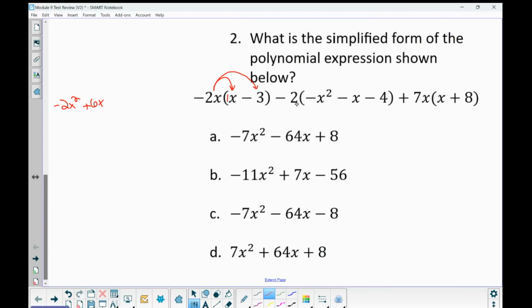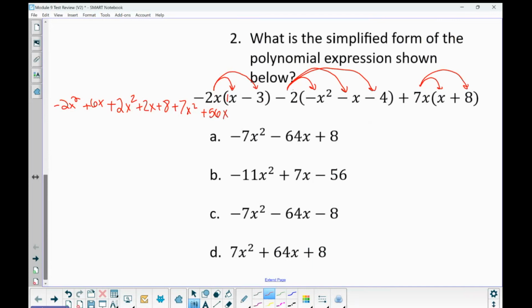And then we go to our next term. -2 is going to be distributing with everything in its parentheses. Now remember, a negative times a negative is a positive. 2 times 1 is 2, and I keep my x squared. Then we have positive 2x and positive 8. And finally, my 7x is going to get distributed to everything. I've got positive 7x squared and positive 56x.